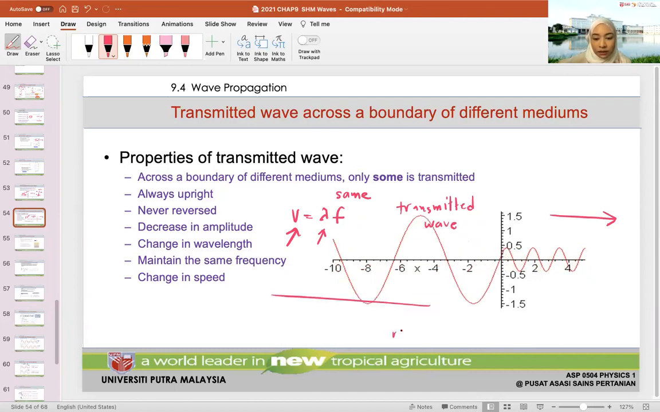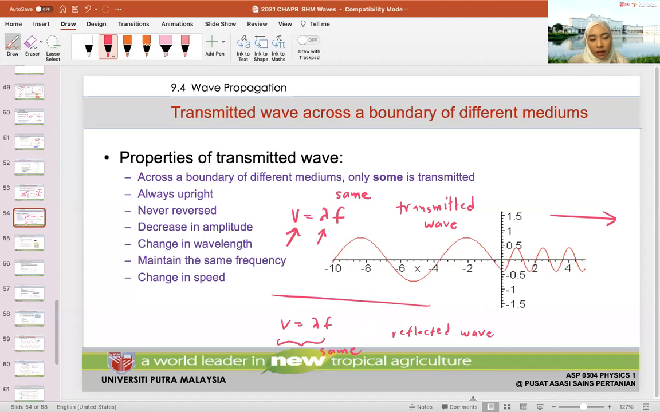But for our reflected wave, our V equals lambda F is all the same. The speed, the lambda, the F is all the same when we're talking about the reflection, because we assume everything is reflected. But for cases where there is transmission, we are assuming that part of it is reflected, part of it is transmitted. But for reflection, we assume 100% reflected. Okay? That's just an assumption. That is why we assume everything maintains the same, even the amplitude, because we are assuming 100% reflection.